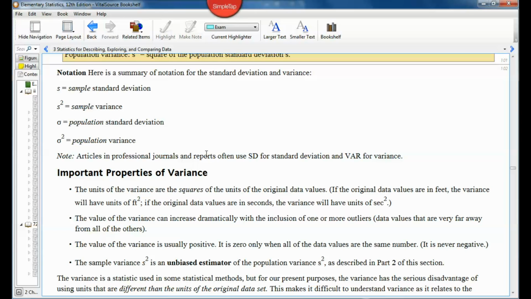Also, articles in professional journals often use capital SD for standard deviation and VAR for variance. So what's important about variance? Let's read about variance real quick, see what the textbook says. The units of the variance are the squares of the units of the original data. So if your original data was in feet, it would be feet squared. If original data is in meters, it would be meters squared. The value of the variance can increase dramatically with the inclusion of one or more outliers, just like the standard deviation. The value of the variance is usually positive. It is 0 only when all the data items are the same number. It is never negative. The sample variance, s squared, is an unbiased estimator of the population variance, and that population variance, again, needs to be a sigma squared.